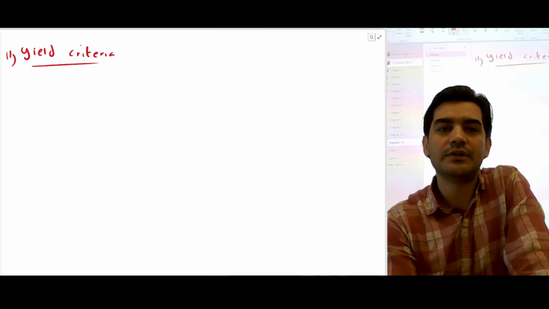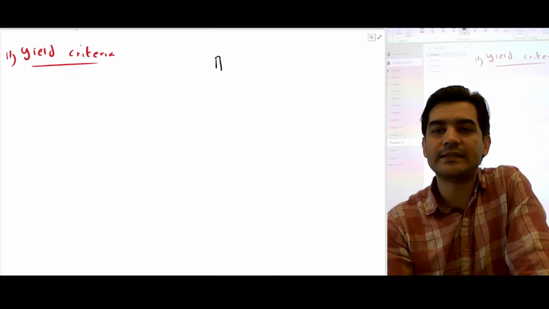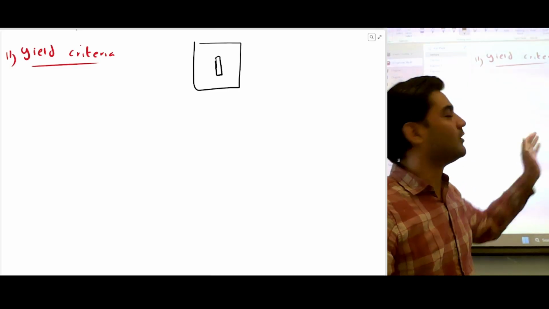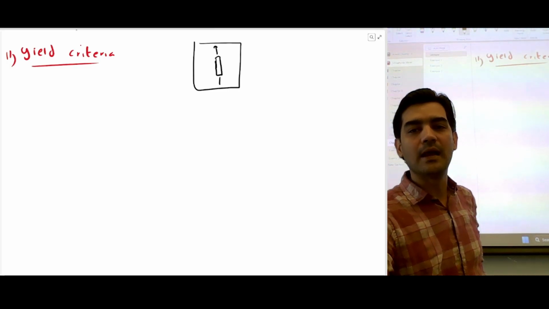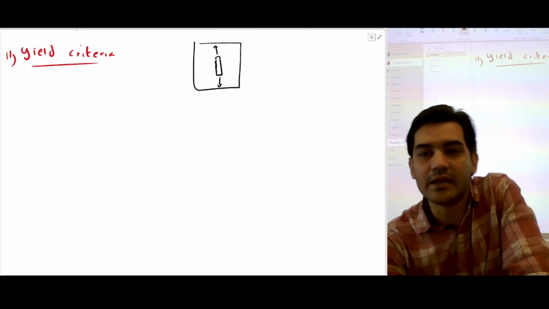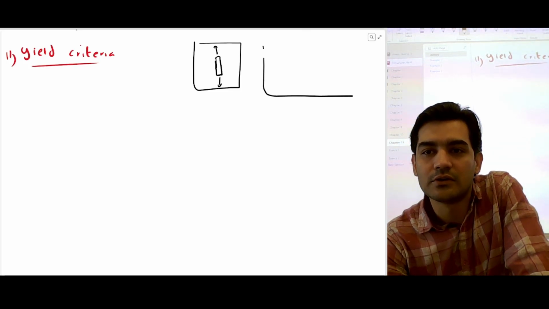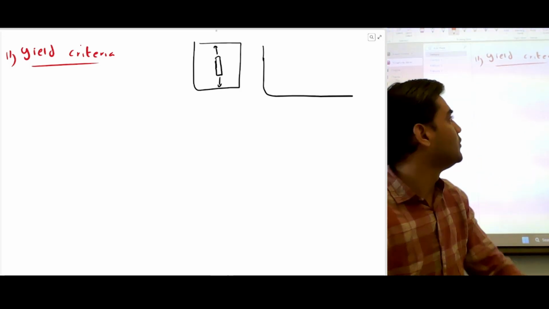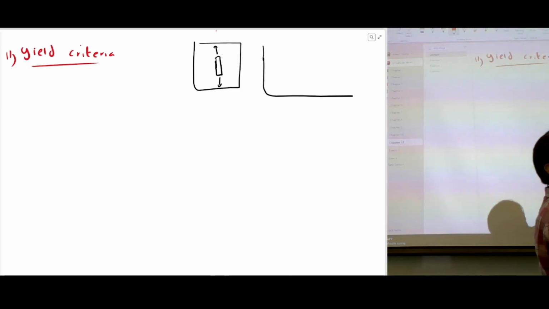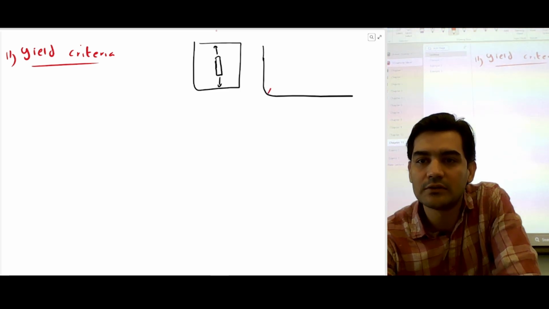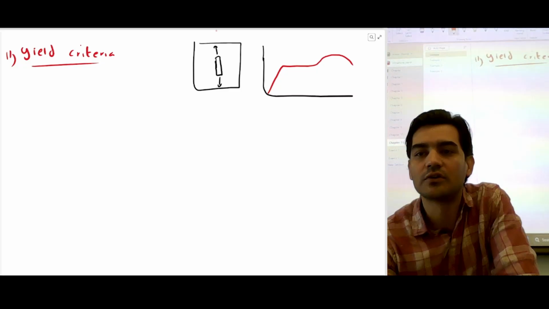If you take a test specimen, a coupon, and put it in a machine, this is what we were talking about in chapter 2. If you keep on applying a uniaxial load, you will observe a stress strain curve. I'm just going to quickly go through this because we did this in chapter 2. So you put a coupon, a test specimen, keep applying the loads, and you will observe the stress strain curve. This is what the stress strain curve looked like.